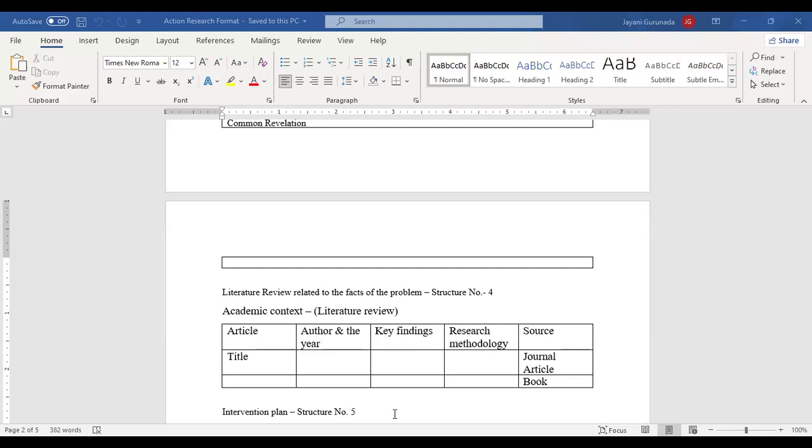Madam, I have taken enhancing the handwriting of 5 students in grade 7 classes. Now I have found the title of the article is curriculum based handwriting programs, a systematic review with effect. The author and the year is 2008.